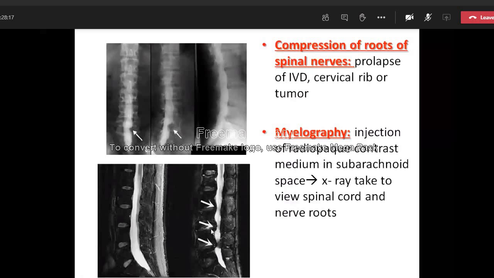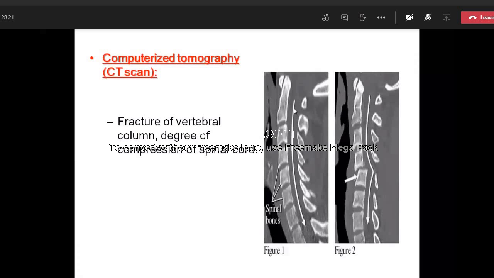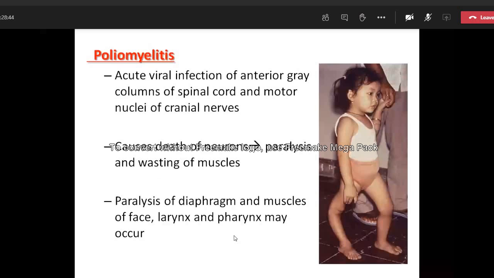Once a CT scan is done, you can see the vertebra, the intervertebral disc spaces, and especially the compression. Here you can see compression from the disc prolapse. So CT can be done, or MRI can be done. All these are the clinical importance of the spinal cord. I hope it's clear now.